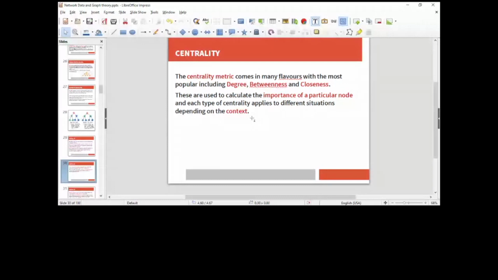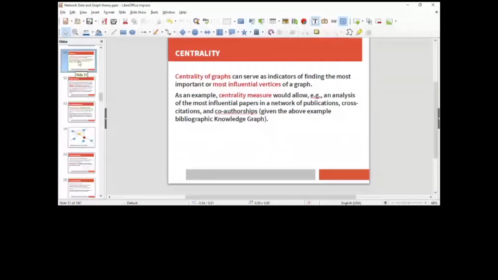So centrality of graphs can serve as indicators of finding the most important or most influential vertices or nodes of a graph. If you are not understanding this centrality measure, don't worry. The most important thing is, once you start, you will start asking questions of how much more you want to get out of your centrality. We are going to talk about each of these measures soon. An example: a centrality measure will allow analysis of the most influential papers in a network of publication, cross-citation, co-authorship.